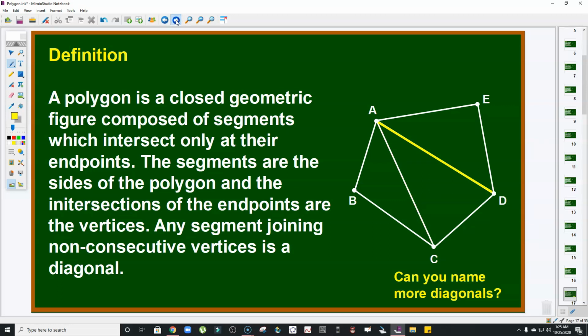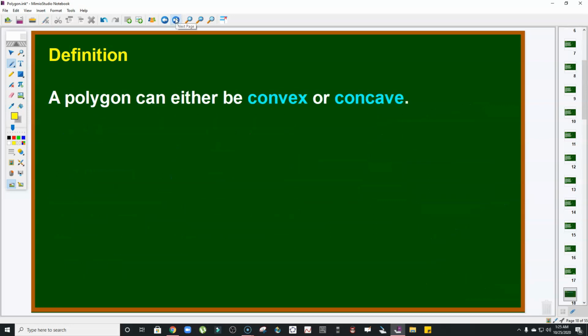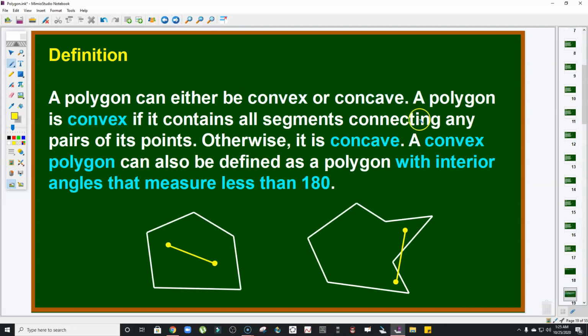Okay. Next, a polygon can either be convex or concave. We say a polygon is convex if it contains all segments connecting any pair of its points. Otherwise, it is concave. As you can see on the second figure, this is an example of concave, okay? Because, as you can see here, these points are not included in the polygon. See that?